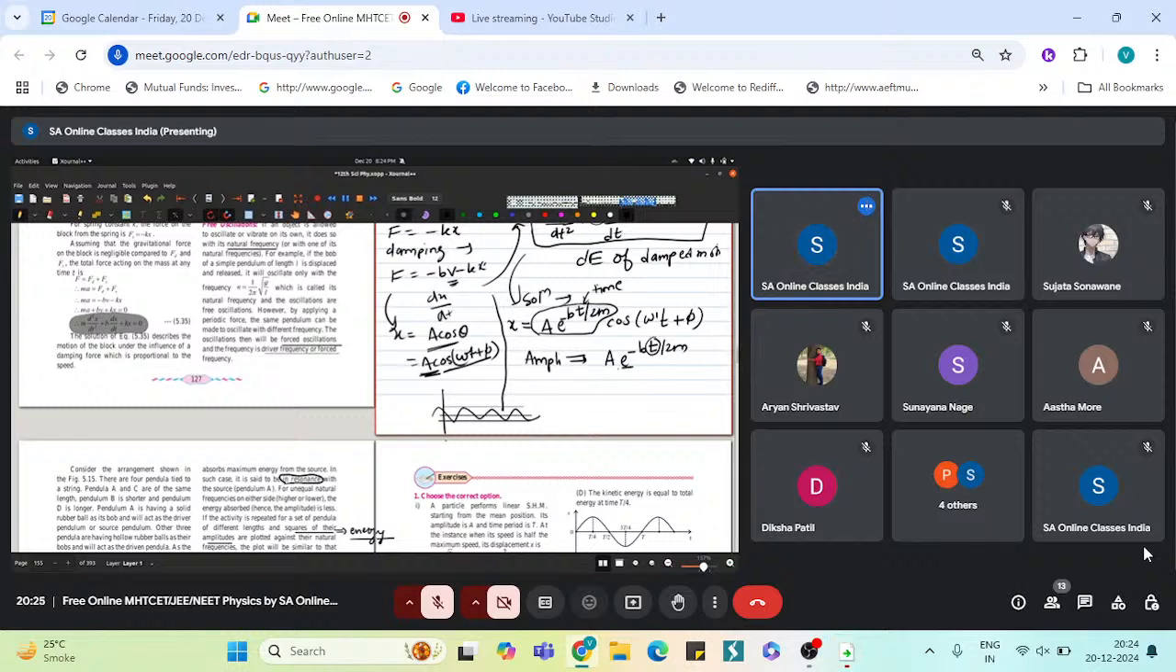And how is it dependent on time? It is dependent as e to the power minus. The graph looks something like this. It does not touch the axis, it goes on like this to infinity, and this is the exponential decay, right? And on the negative side it will again be like this. So this is e to the power minus bt upon 2m, and then you still have the cos thing. The cos variation will look like this.